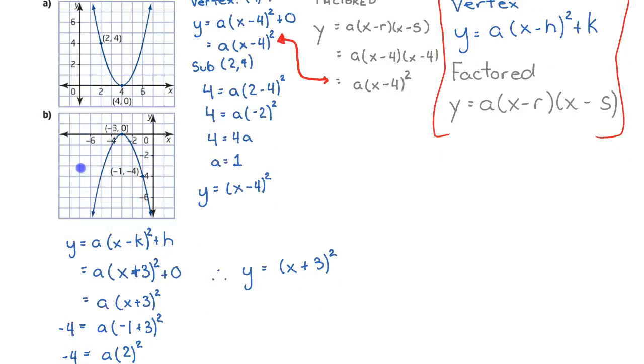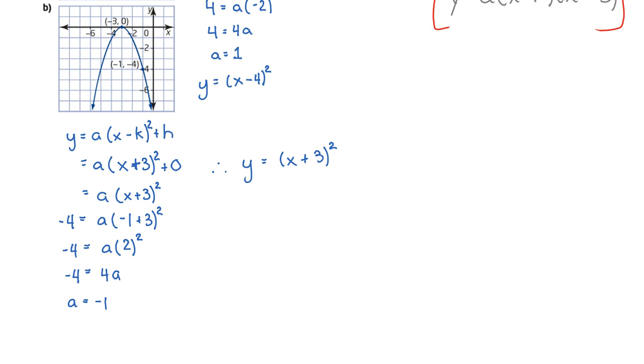Let's take a look at the next question, B. So here I notice the parabola opens down, so a should be negative, and the vertex is at (-3, 0). So I take vertex form, I substitute in my vertex, and again this plus 0 at the end is not necessary, so I remove it. And now I substitute in a point, and I choose the point (-1, -4), and I work through my calculations and I get a is -1. And therefore y is equal to negative (x + 3) squared.